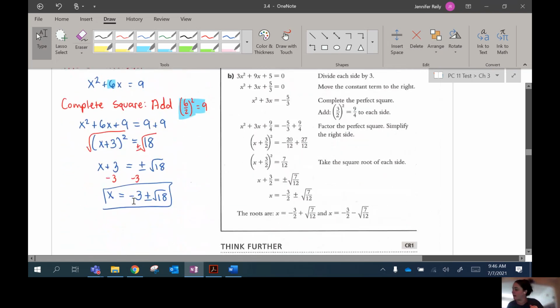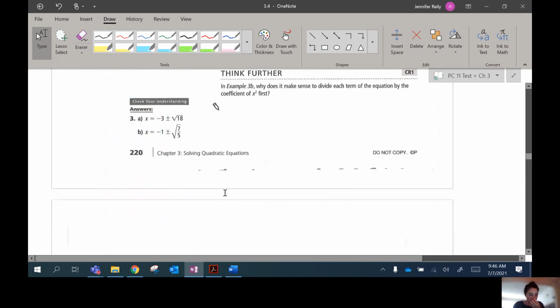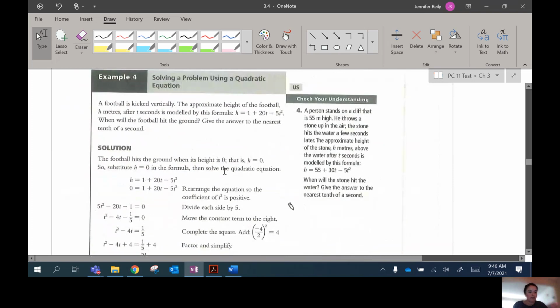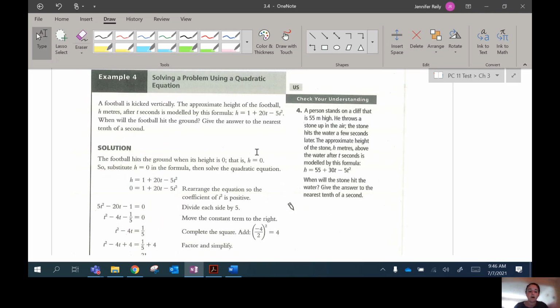Okay, let's go to the final example here. We're going to do a word problem today together. A lot of word problems in this section are going to involve people throwing things into the air, because when you throw things into the air, the natural sort of formula that comes out is a quadratic equation for the height of that object.